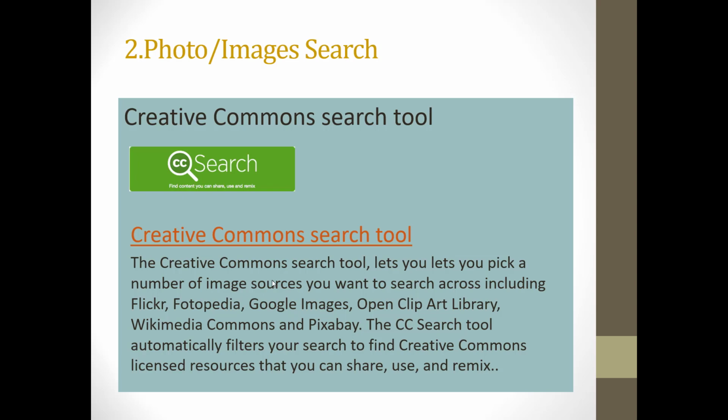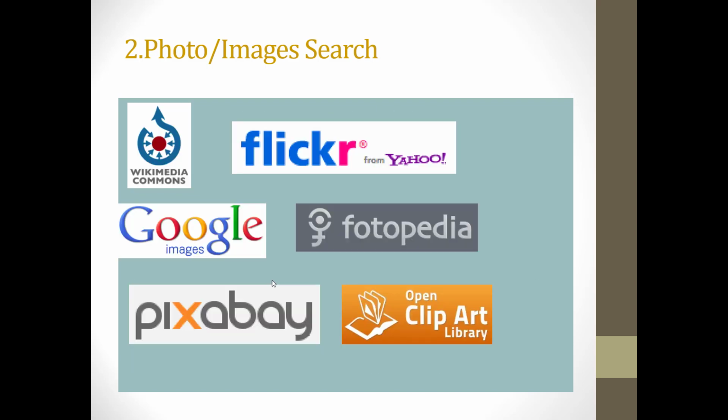Photos and image search. For photos and image search, you can also use the Creative Commons search tool to search for your images and photos. You can also use Wikimedia Commons, Flickr, Google Images, Photopedia, Pixabay, and also OpenClipArt. These are not the only tools to use for your search. There are quite a number of them, but with these very few that have been mentioned here, I'm very sure that it will actually help you get the results you desire.